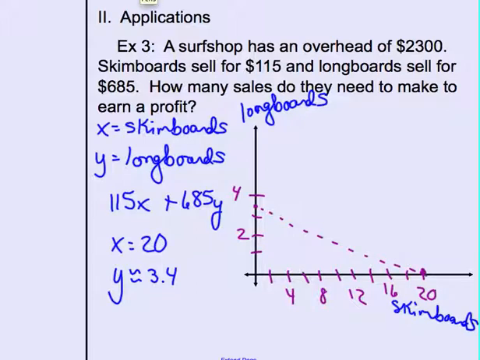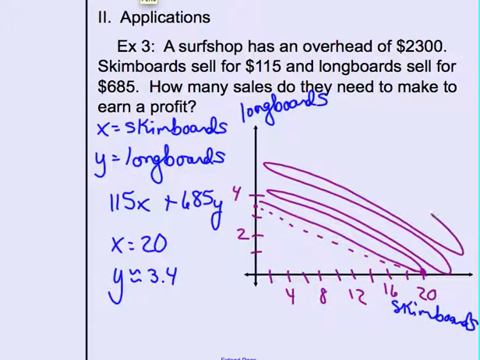And I am not going to sketch arrows because you can't sell a negative number of skimboards or a negative number of longboards. So in the context of our situation, this is what makes sense. And of course we said more than. If they sell 0, they're not going to make a profit, so we're going to shade this way.